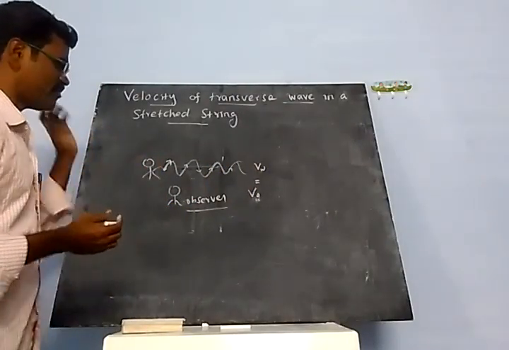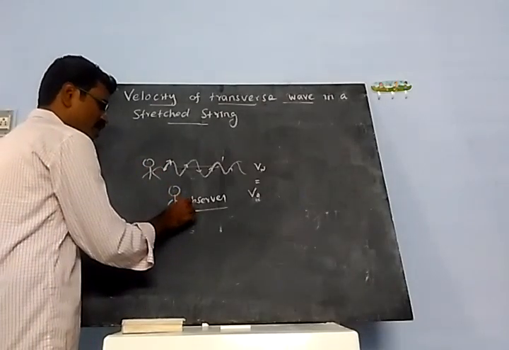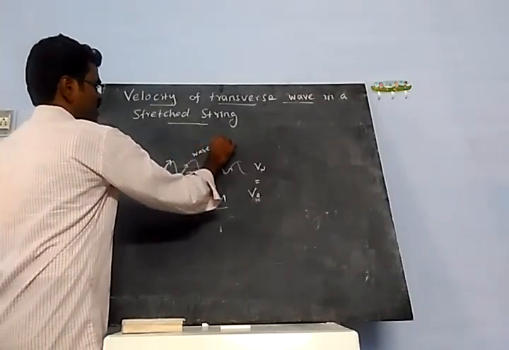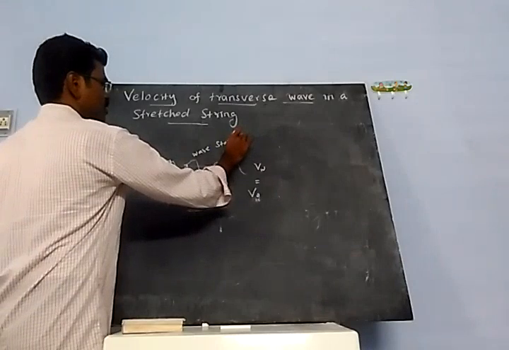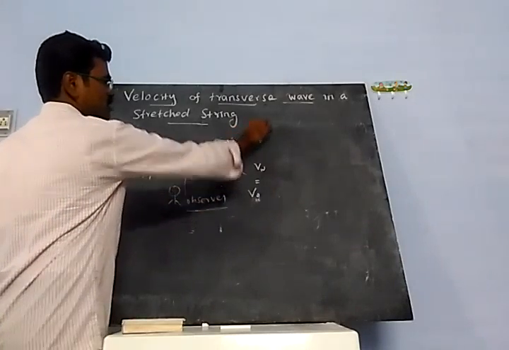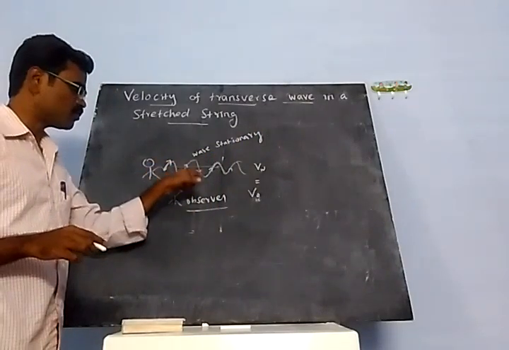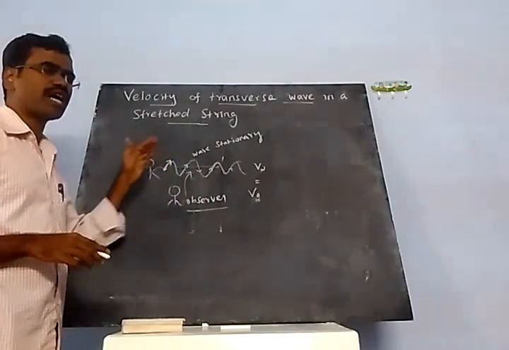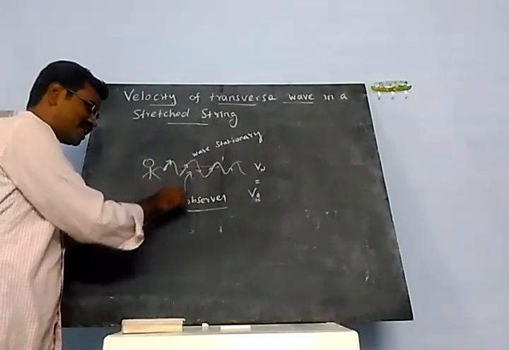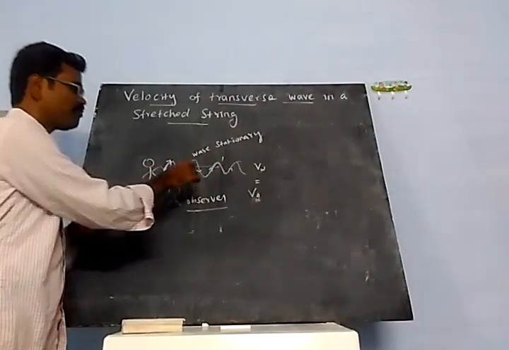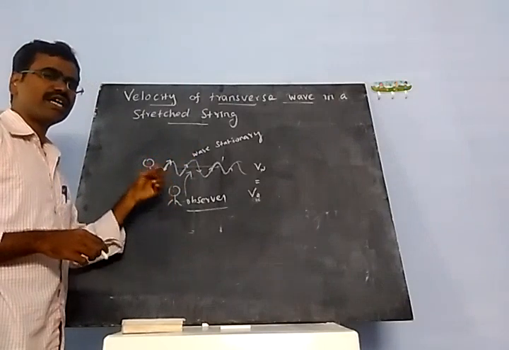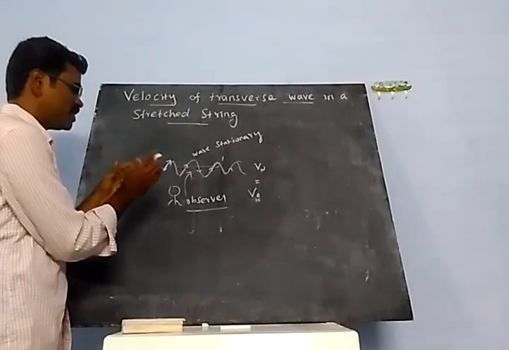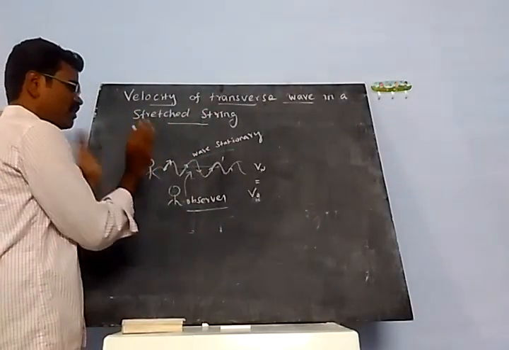Both are moving at the same velocity, which means when the observer looks at that wave, the wave is stationary. When the wave is moving, at the same time the observer is moving, both having the same velocity. So when the observer looks at the wave, he feels that the wave is stationary. From this statement, the wave is stationary.